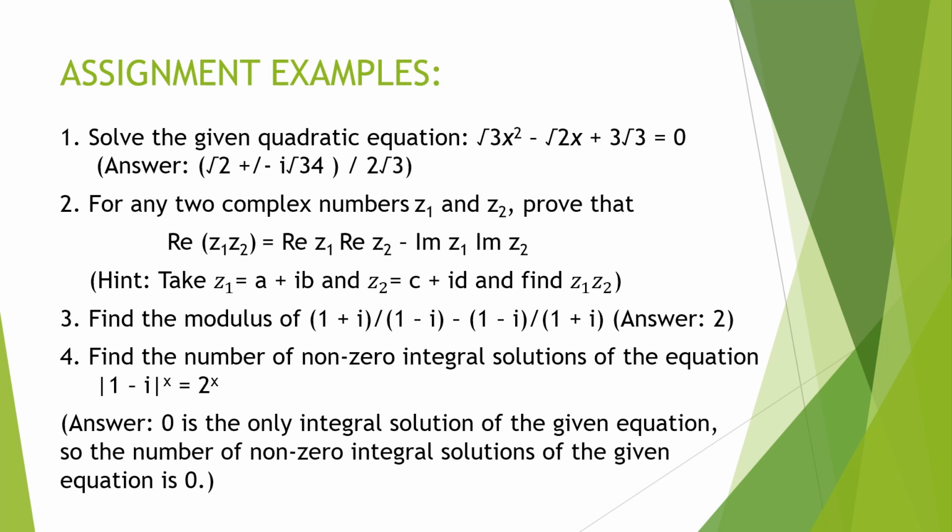Find the number of non-zero integral solutions of the equation (1 minus i) into mod of (1 minus i) raised to x is equal to 2 raised to x. So now this equation is given to us, and when you try to simplify this equation, you will get that 0 is the only integral solution of the given equation. So there will be no such non-zero integral solutions. So the number of non-zero integral solutions will be 0.